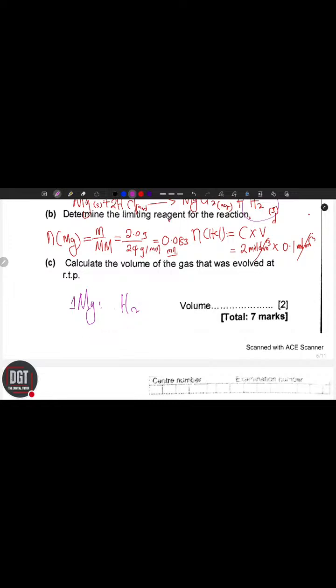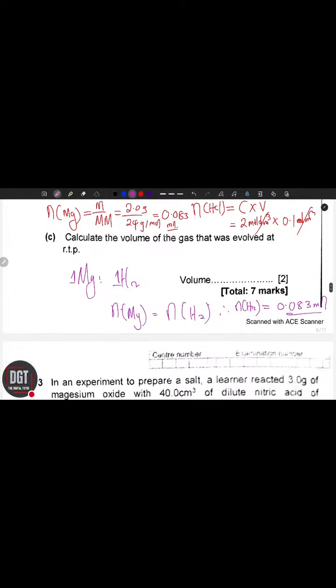So 1 mole of magnesium produces 1 mole of hydrogen. This is mole to mole, 1 to 1, which means the number of moles of magnesium is equal to the number of moles of hydrogen. It's a 1-to-1 ratio. Therefore, the number of moles of hydrogen gas is equal to the number of moles of magnesium that we found, 0.083 mole. So we have the number of moles.